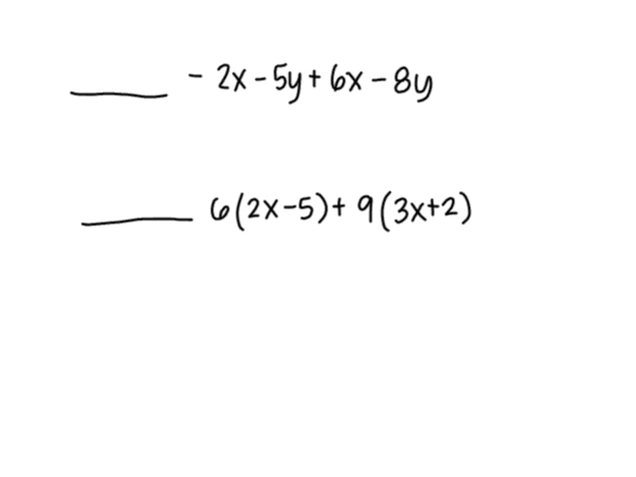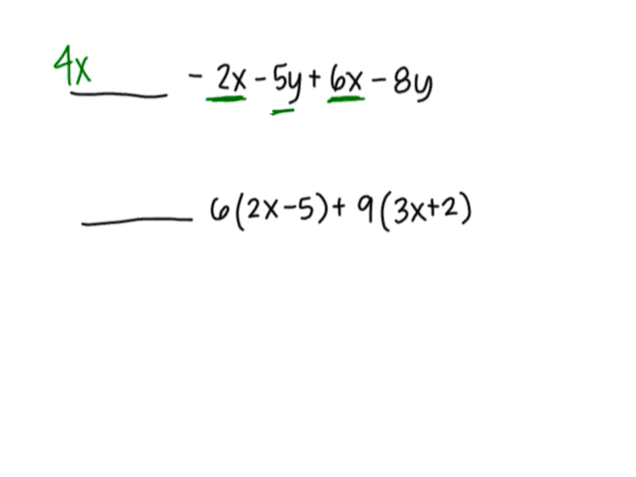One more problem like that. We have negative 2x minus 5y plus 6x minus 8y. Putting your x's together, you have a negative 2x and a 6x. Those have different signs, so you subtract and you get 4x. Keeping the sign of the larger, that's a positive 4x.